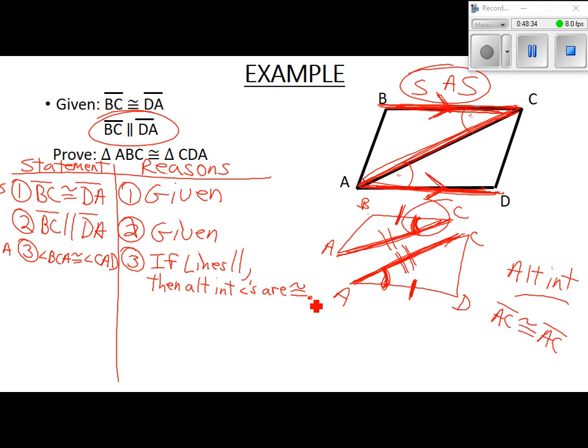Is that enough to say the two triangles are congruent? No, you still need a side. We got three steps, but we haven't got enough yet, have we? What was our next thing that we needed? Segment AC congruent to segment AC. How do we know that? Anything equals itself.